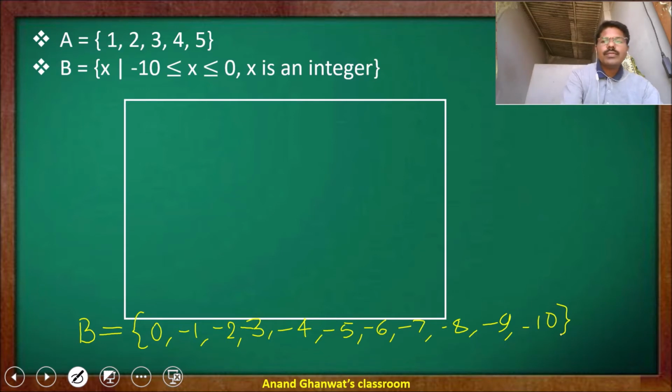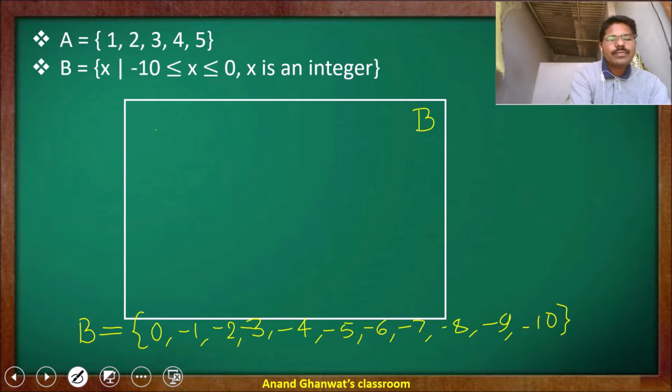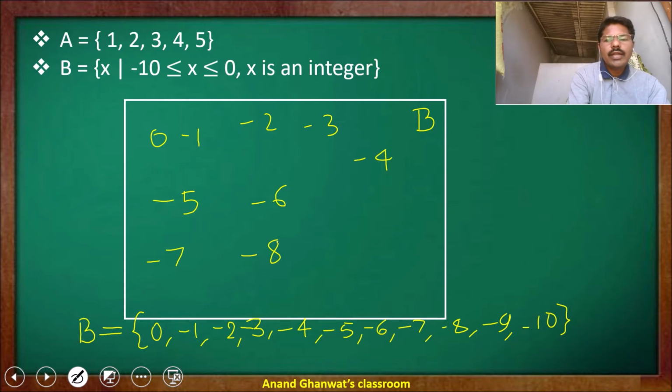Now give the name set B to this rectangle. Now write the elements 0, -1, -2, -3, -4, -5, -6, -7, -8, -9, -10.